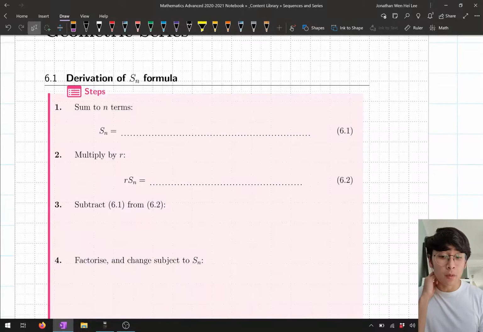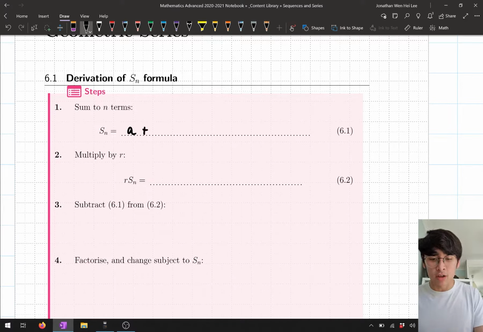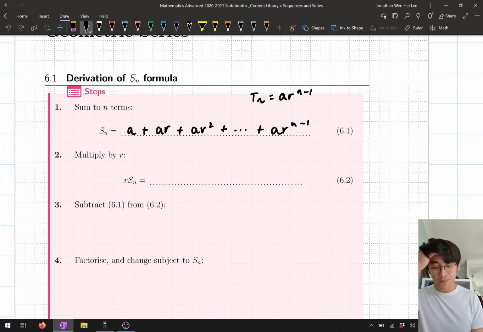When we are summing a geometric progression, the way that we derive this formula is just like the last lesson, we're going to add the first n terms. The first term of our geometric progression is a. Then the second term is, well, we're multiplying by that common ratio r, so the next term would be ar. And then the next term after that, we multiply by another r, so that'd be ar squared. We'll continue this pattern, and if you remember, the formula for the general term of a geometric progression is ar^(n-1). So the last term will be ar^(n-1).